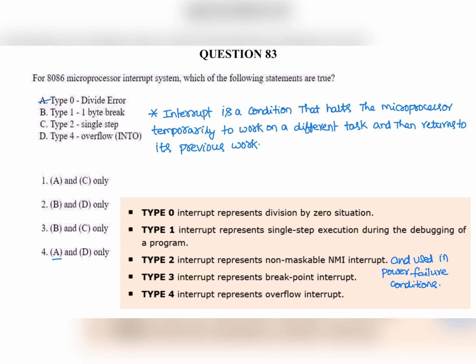Type 1 is single step execution or debugging the program, so it is wrong. Type 2 is non-maskable, and type 4 is overflow. So statements B and C are wrong, and statements A and D are correct. So correct option is 4. Next question.